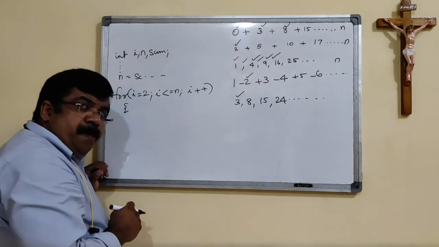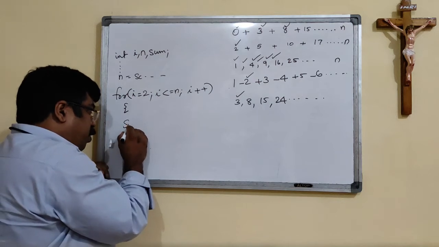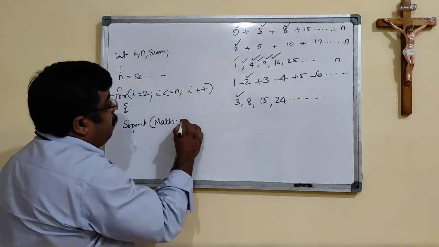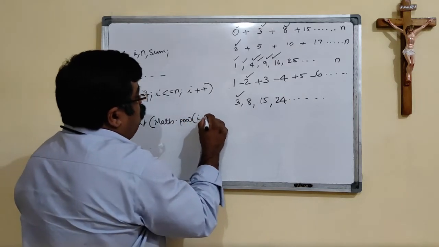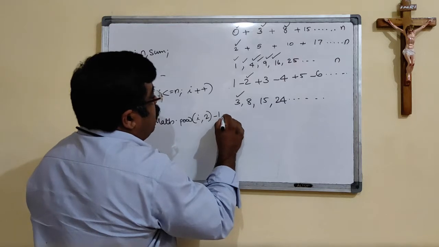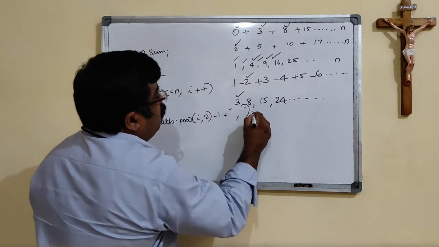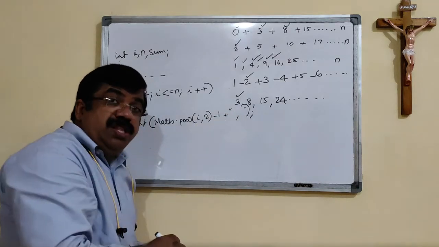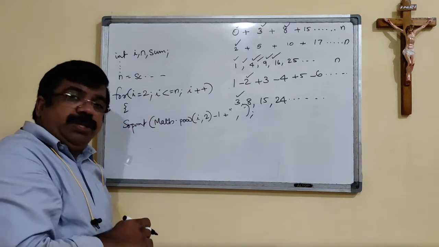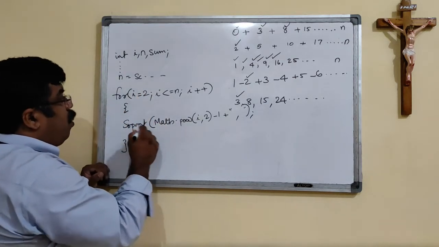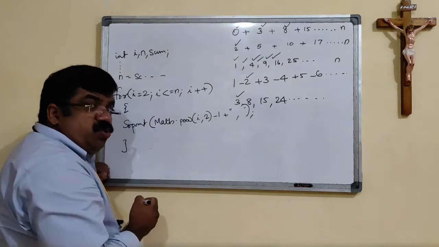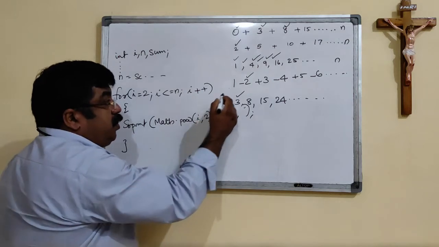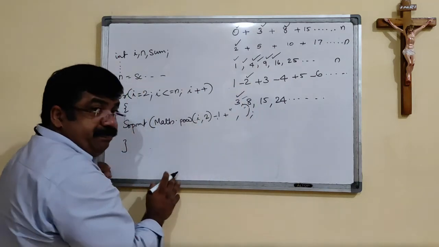We have to print it, so what we have to do? Give the SO print statement. SO print Math dot pow of I comma 2, minus 1, plus a comma and a space. Why are this plus and comma given there? It is concatenating the comma along with the output. Now when I is 2, 2 to the power 2 is 4, 4 minus 1 is 3, and that 3 is printed with a comma.